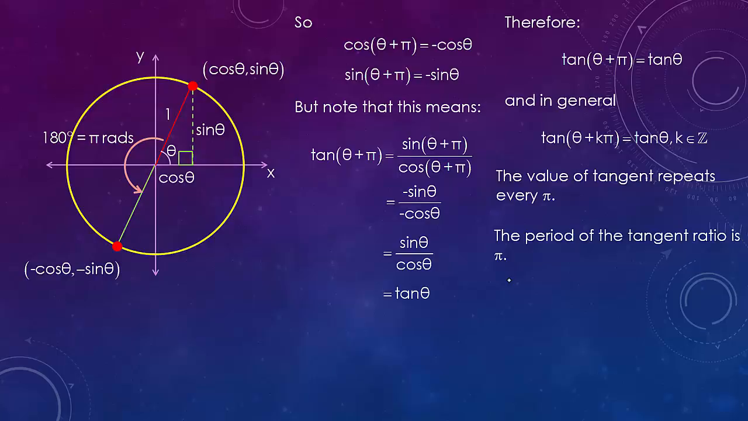So the period for the sine and the cosine is 2 pi, and we'll see this further later on when we start looking at trigonometric graphs, but the tangent repeats every pi.